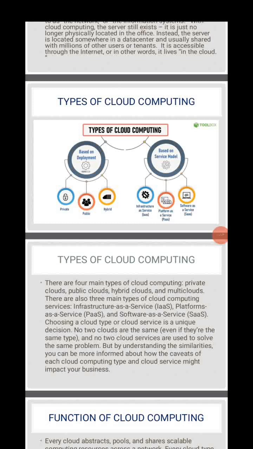Now we will talk about types of cloud computing. There are four main types of cloud computing. Number one, private clouds. Number two, public clouds. Number three, hybrid clouds. Number four, multi-clouds.